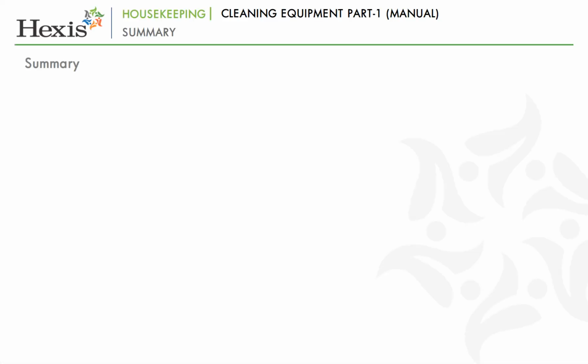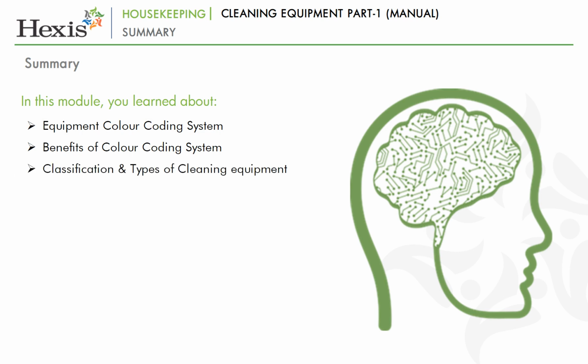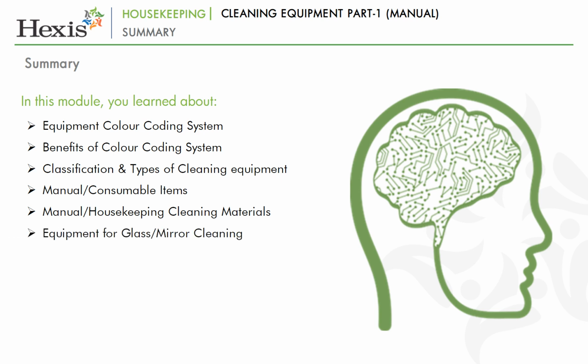That brings us to the end of part 1 of this module on manual cleaning equipment. In this module, we looked at equipment color coding system, benefits of color coding system, classification and types of cleaning equipment, manual or consumable items, manual or housekeeping cleaning materials, and equipment for glass or mirror cleaning.